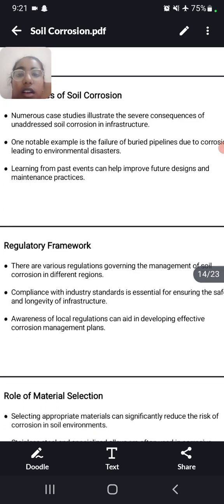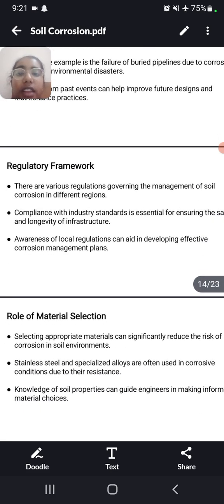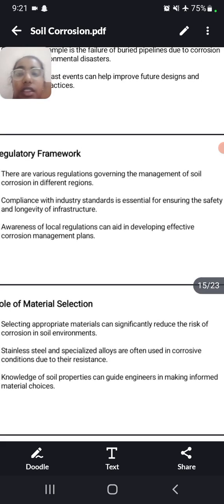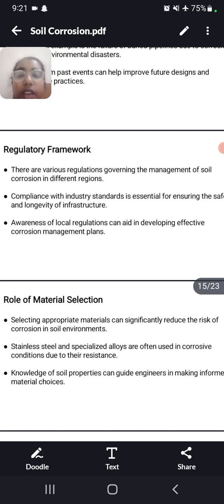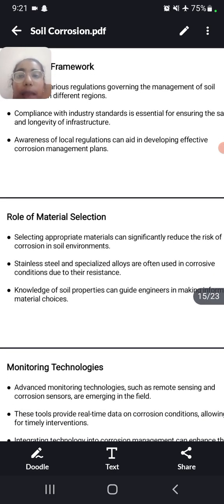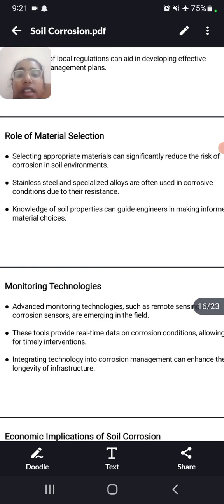Next is regulatory framework. There are various regulations governing the management of soil corrosion in different regions. Compliance with industry standards is essential for ensuring the safety and longevity of infrastructure. Awareness of local regulations can aid in developing effective corrosion management plans. Next is role of material selection.